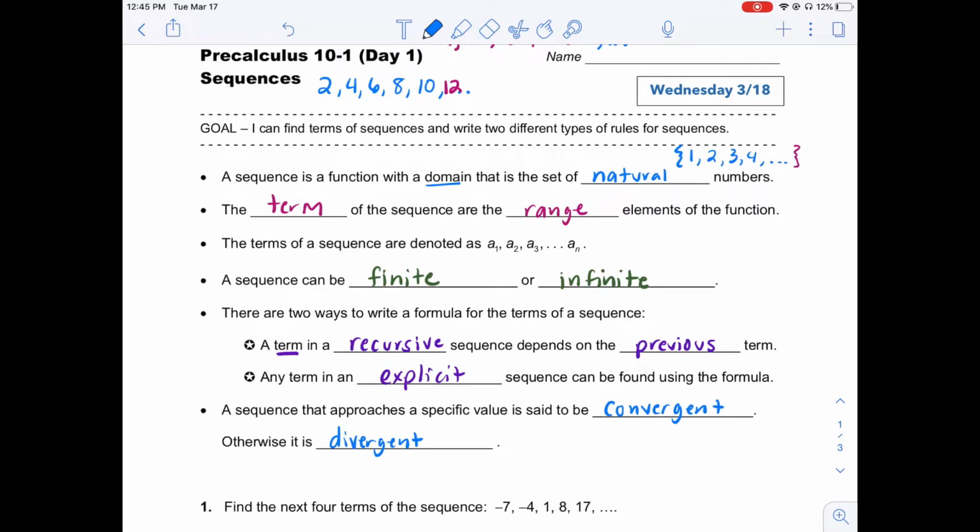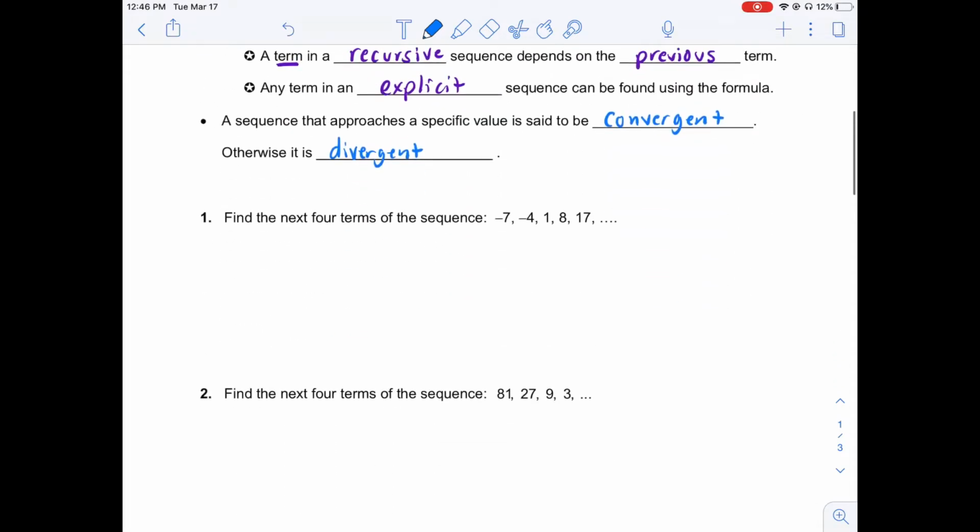If you feel like you understand, you're welcome to move on to the practice set. That's what you'll be turning in. If you feel like you need to watch again, the video is there for you to use as a reference. So let's look at a couple of examples.